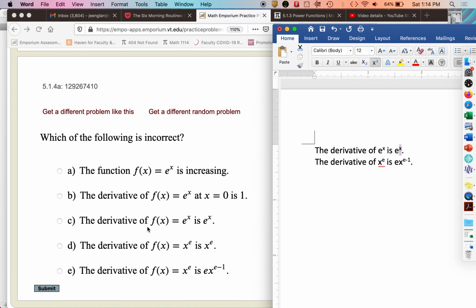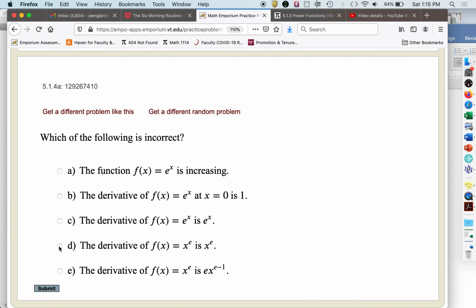Statement C says the derivative of f of x equals e to the x is e to the x. Yes, that was our rule, right? The derivative of e to the x is e to the x. Statement D, the derivative of f of x equals x to the e is, oh no, that does not say ex to the e minus 1 like we got, right? We got ex to the e minus 1. So statement D is the false statement, and just to double check, statement E does say the ex to the e minus 1. So this one, the false statement, is D.